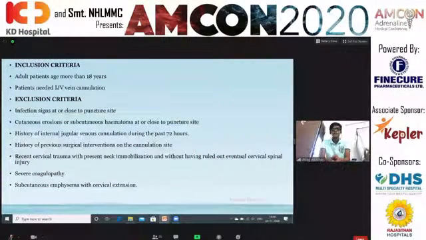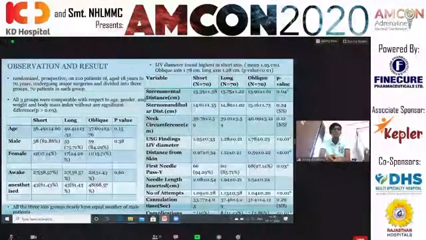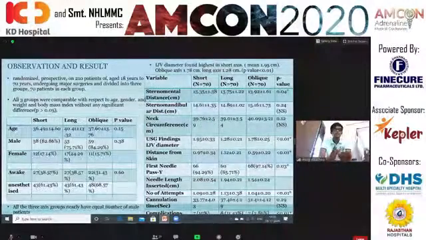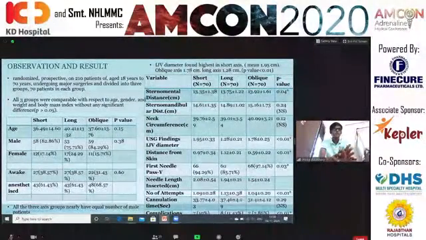We took patients who didn't fit the exclusion criteria, like infection sites, cutaneous erosion, history of IJ cannulation in less than 72 hours, or subcutaneous emphysema with cervical extension, or severe coagulopathy. We excluded those patients and included other patients with written informed consent. Next. These were the observations we got. There were no differences between our demographic data.